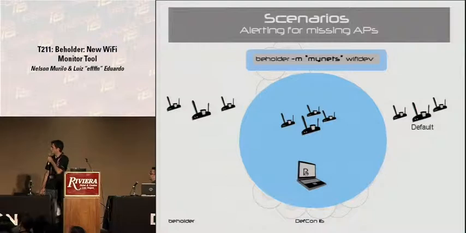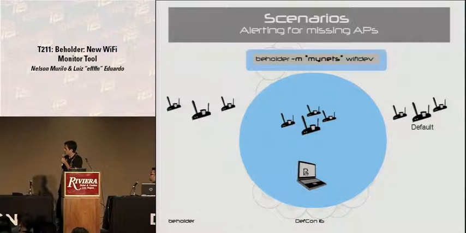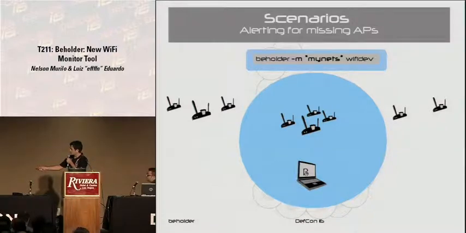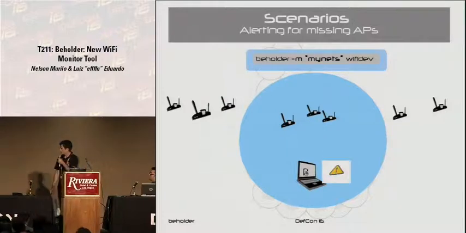That scenario is to check if some access point disappears. I have my net and another net. I don't care about that other net. So I use Beholder with my net's interface, and if that other SSID disappears, I don't care. But if my net disappears, Beholder will alert about that.